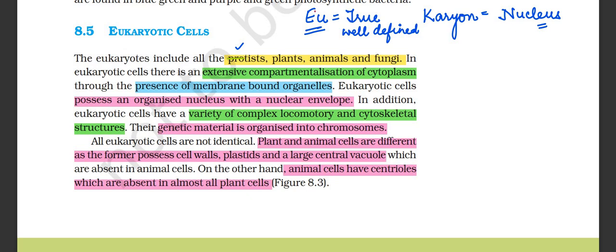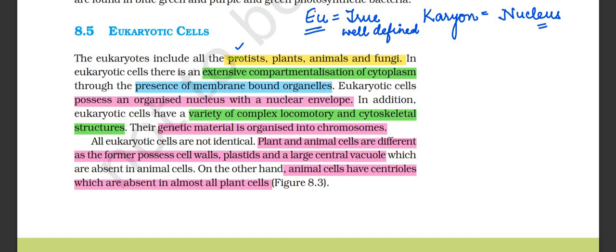Eukaryotic cells are typically larger and more structurally complex than the prokaryotic cells. Other features that distinguish eukaryotes from prokaryotes are the presence of nucleoli, microtubules, actin filaments, intermediate filaments, and the 9 plus 2 arrangement of cilia and flagella, that you will learn in the further portions of this chapter. So this is a brief description that you have read in your previous class about eukaryotic cell.